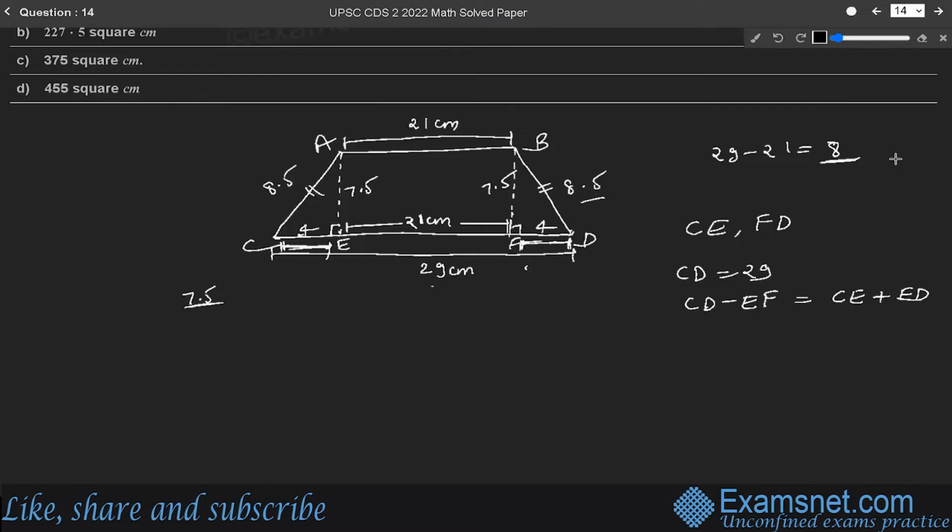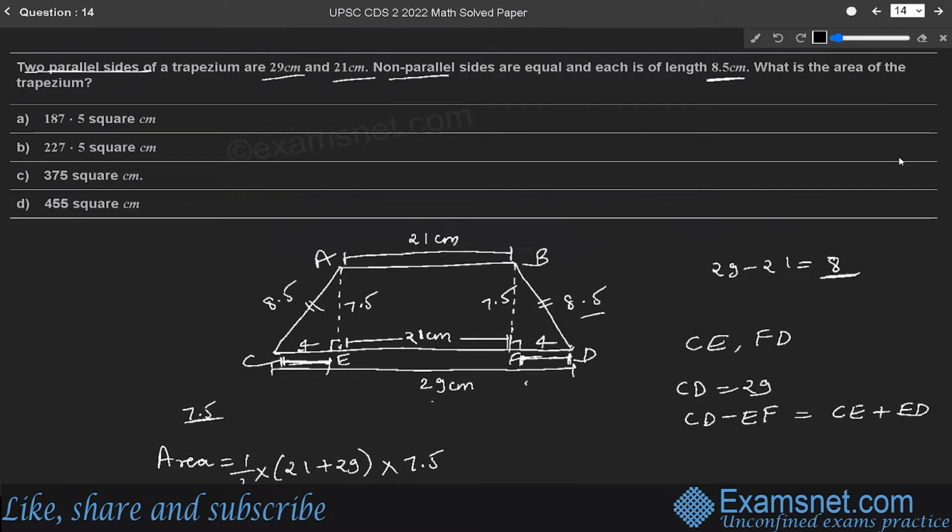Now we have to find the area of this required trapezium. Area of the trapezium is half into sum of parallel sides. The parallel sides are 21 and 29, into height. Now you can see that height is 7.5, which we have calculated. So on further solving, it will be 25 into 7.5, which is equal to 187.5. This is the required area for the trapezium. So the correct option here is option number A, which is 187.5.